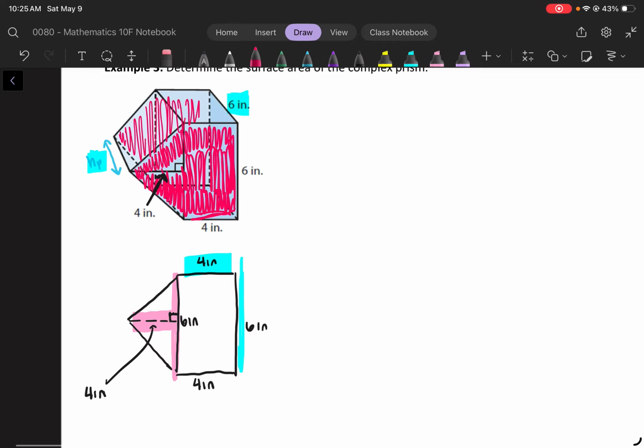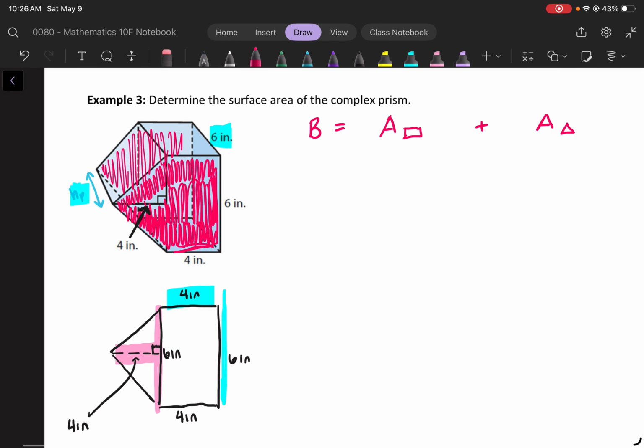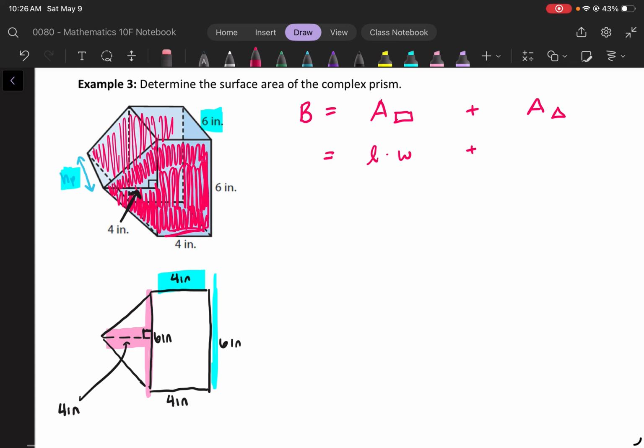So let's start by finding the area of the base. My area of my base is going to be the area of that rectangle, added together with the area of that triangle. The formula for the area of a rectangle is length times width. And the formula for the area of the triangle is base times height divided by 2.